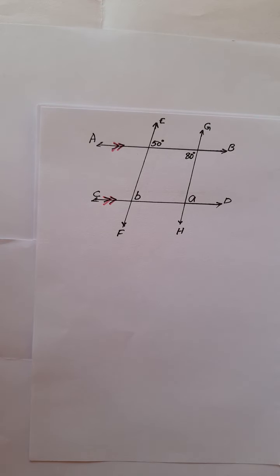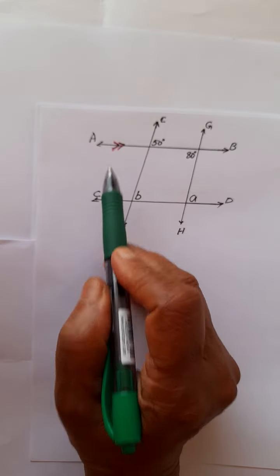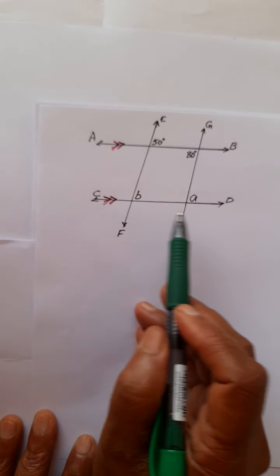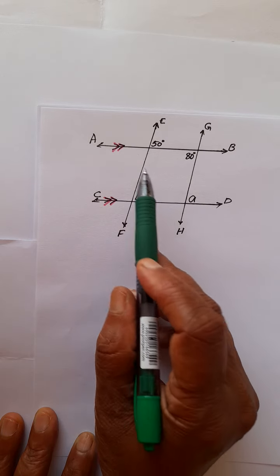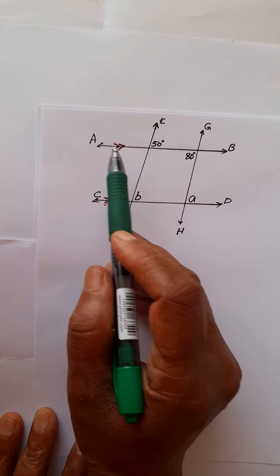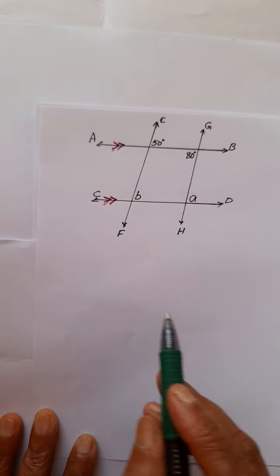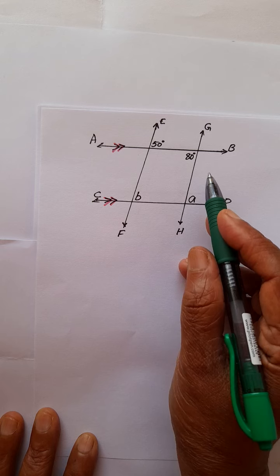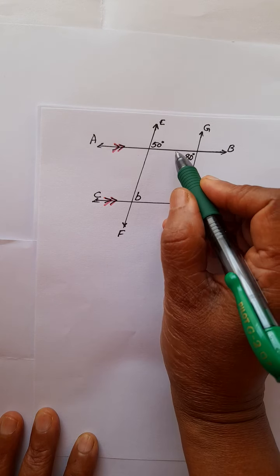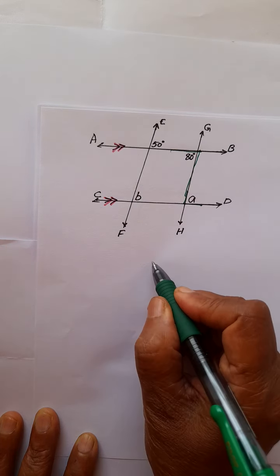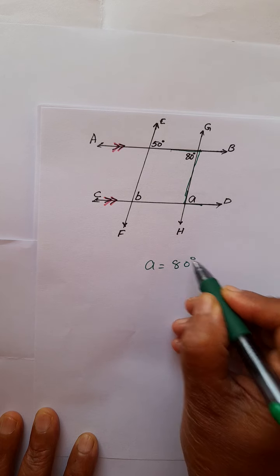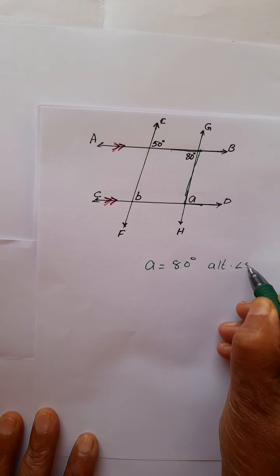Then coming to the next one, here we have two parallel lines. See the double arrows, which show that these two lines are parallel. But this one is not parallel, it is just the transversal cutting those two parallel lines. How do we find A? I know A and 80 degrees are alternate angles. So I can write A is equal to 80 degrees, alternate angles equal.